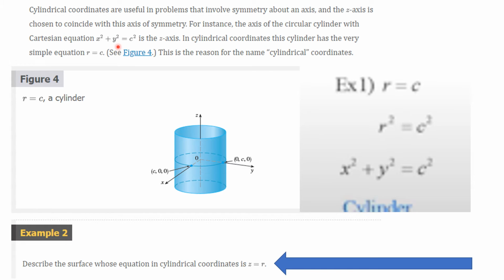Now, if you think about this in terms of cylindrical coordinates, we have x squared plus y squared equals c squared. That means r squared is equal to c squared. That means r is equal to the absolute value of c. So in cylindrical coordinates, this would be r is equal to a constant. Here's a problem for us to deal with then.